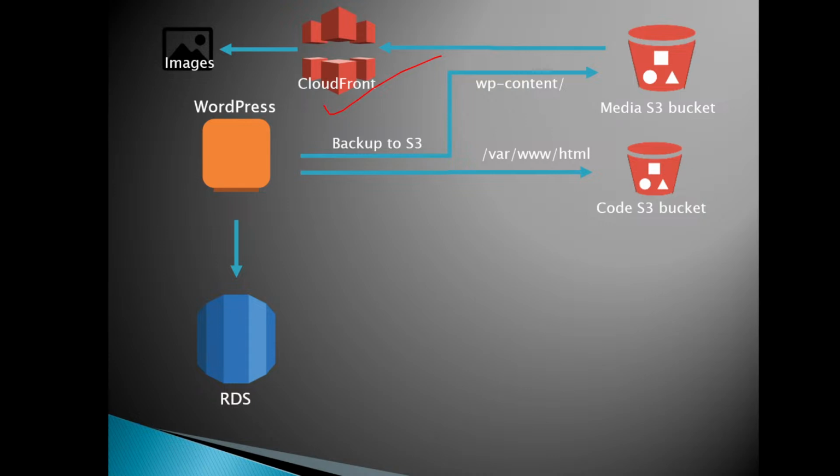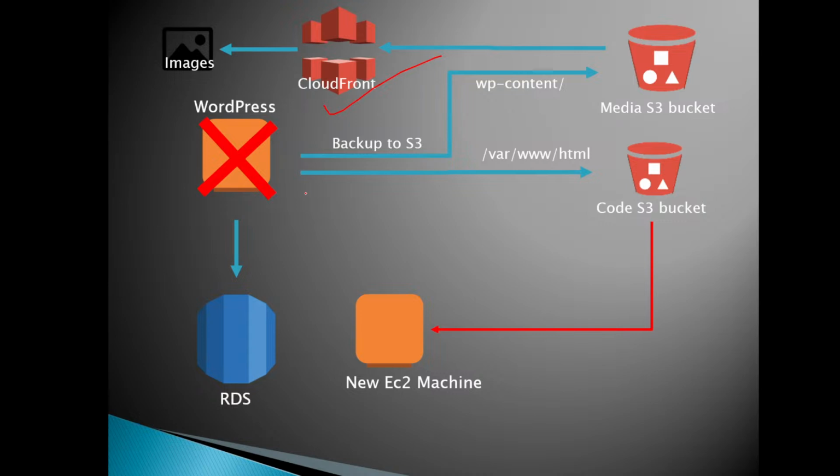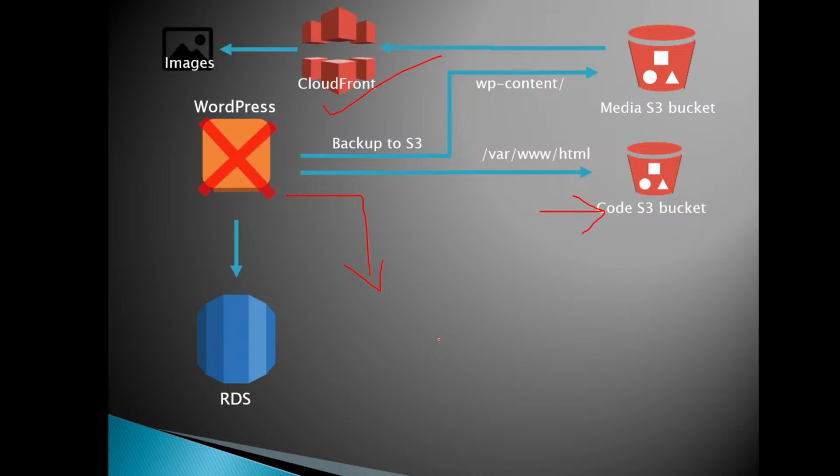Now the final part is how can we create a highly available architecture where if an EC2 machine goes down, a new EC2 machine should automatically spawn up or be created, and the backup which we have stored in our backup buckets should be restored into the EC2 machine. So no human intervention should be required. So what are the steps we have to do?